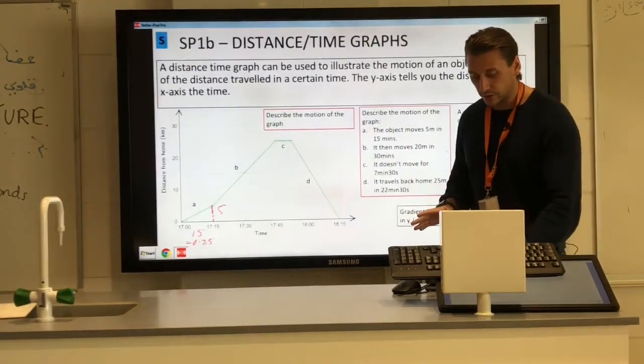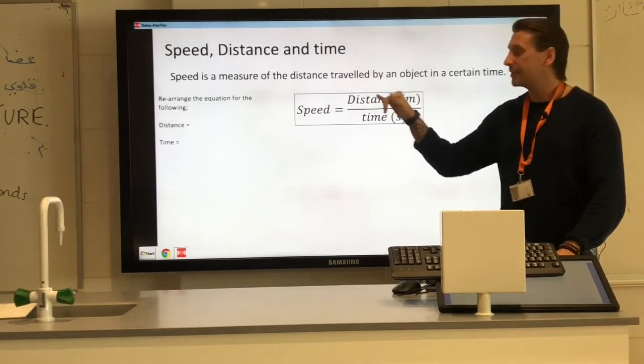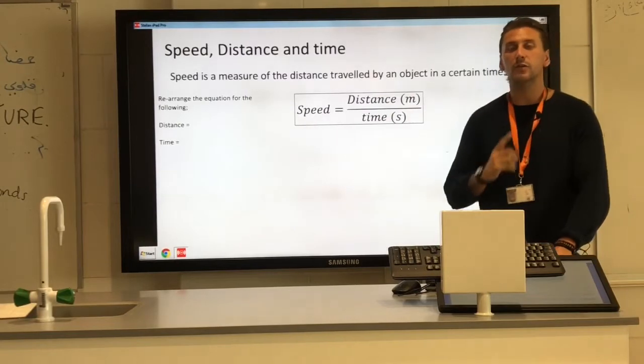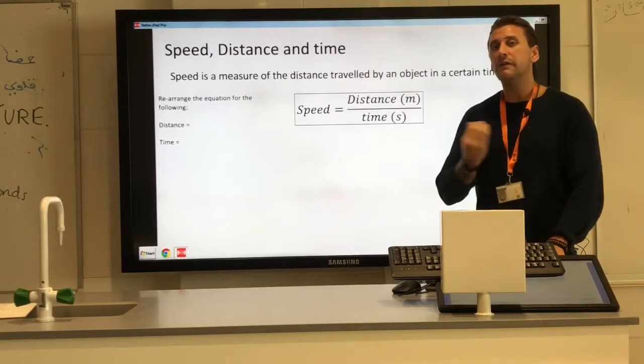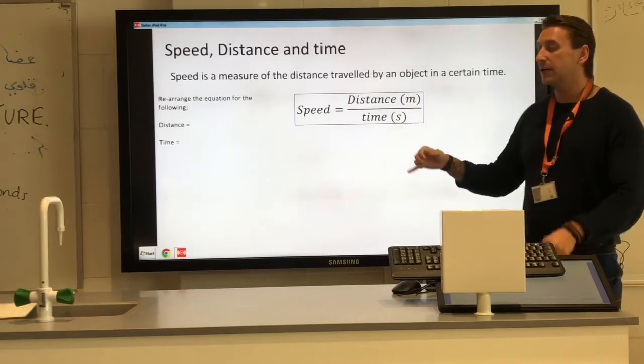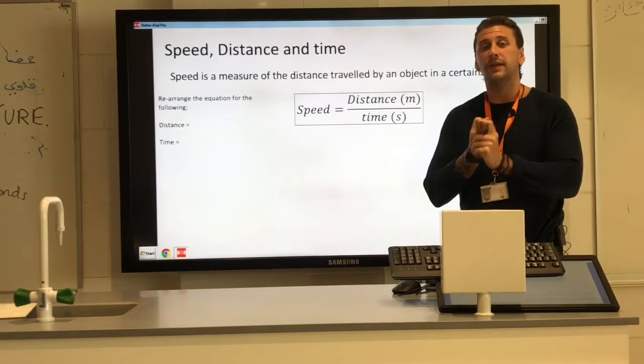Now what we can do is actually turn that into an equation. So the speed equals the distance divided by the time. That's the first equation that you have to remember for the GCSE physics. So speed equals distance divided by time. You have to remember it, you have to be able to use it, and you may be expected to rearrange it.